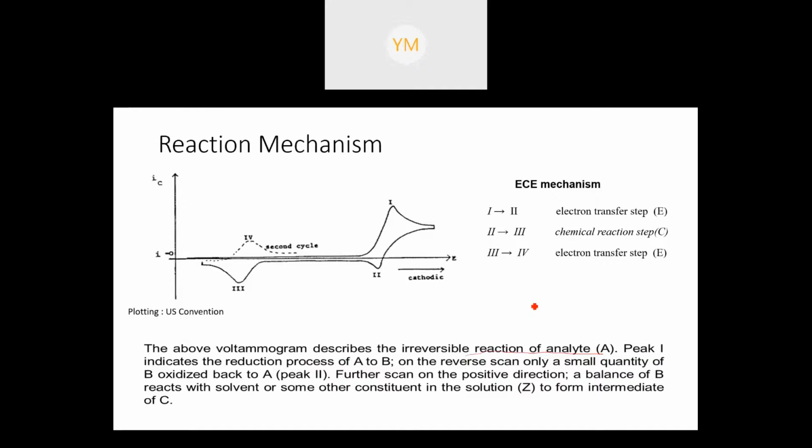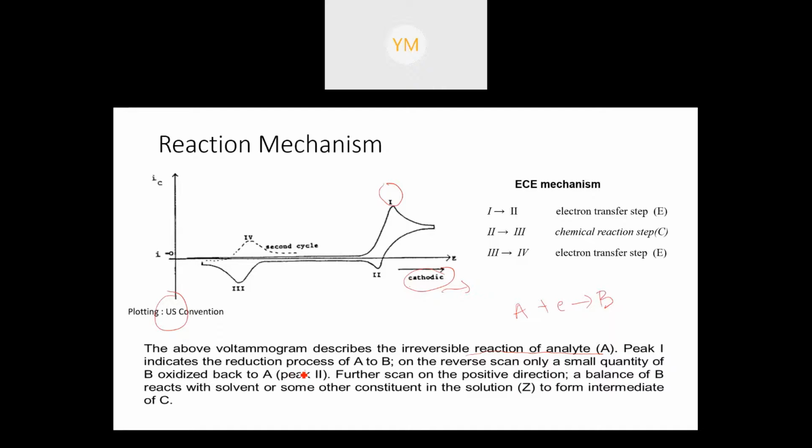Okay, there is one species A. Peak 1 indicates the reduction of A to B. So A to B, this one. Peak 1 represents reduction. This is cathodic potential, using the US convention.